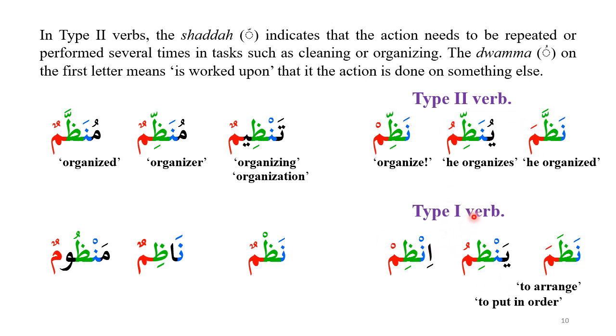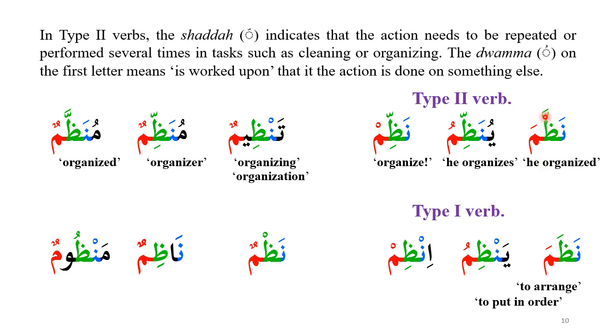And type 1 verb means nazama, yanzimu, inzim, means to arrange, to put in order, right? Nazama, yanzimu, inzim, because you see there is kasra on the fi'lul mudari. That's why in the fi'lul amr there is a kasra as well. And nazmun means arranging, and nazimun means who arranges, and manzum means arranged, right?